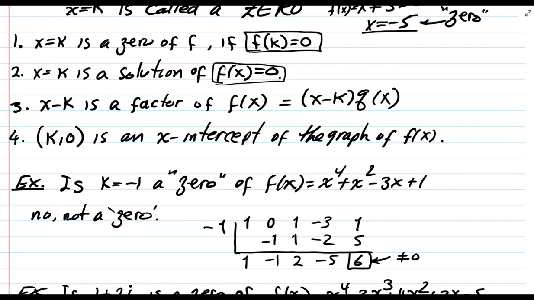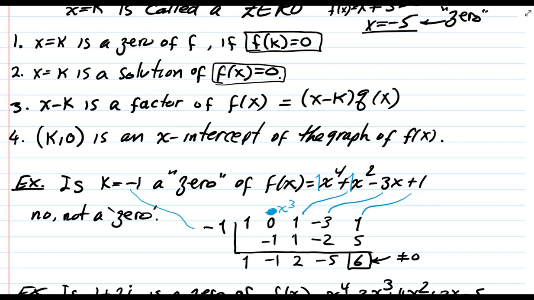So the coefficient on x to the 4th is 1. Coefficient on x cubed is 0 because there is no x cubed. Coefficient on x squared is 1. Coefficient on x is negative 3. And the constant is 1. Again, it's important: if any term in the polynomial is missing in the synthetic division table, you show that with a coefficient of 0. That missing term will have a coefficient of 0. And then we start the process.